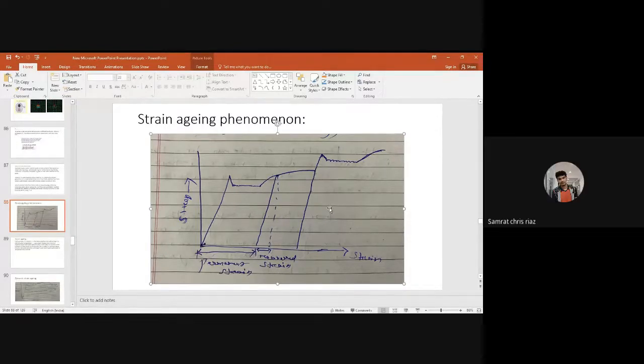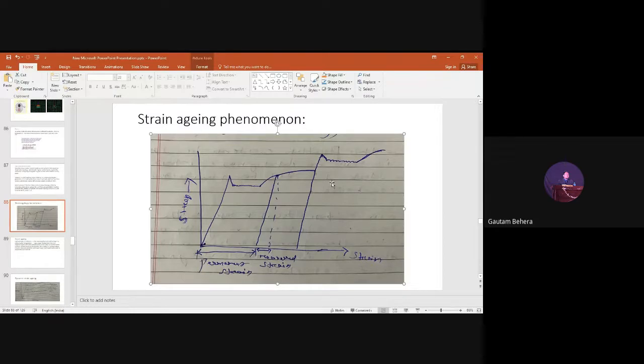Yes, very good. I am keeping my material at a relatively low temperature. That means I am giving a temperature to the material. So once you are giving temperature, what kind of mechanism will start? Diffusion. Carbon and nitrogen are very small atoms. Diffusivity is more. They are lighter in weight. So carbon and nitrogen atoms, what? They will diffuse to the dislocation core and they will pin the dislocations.